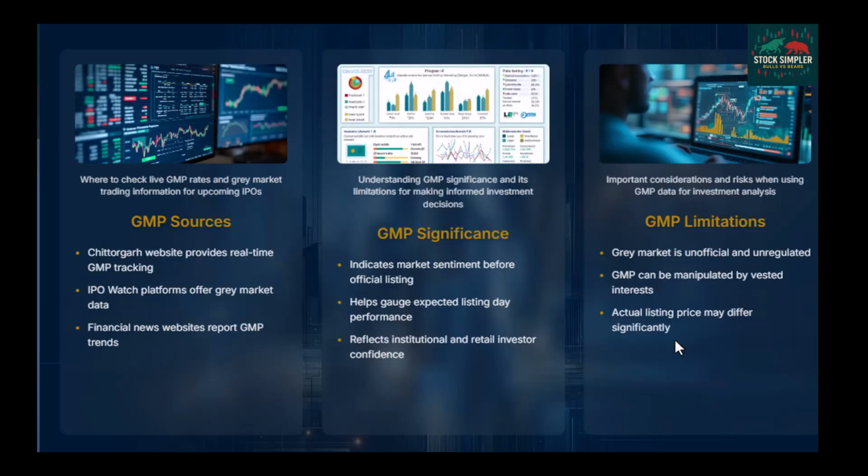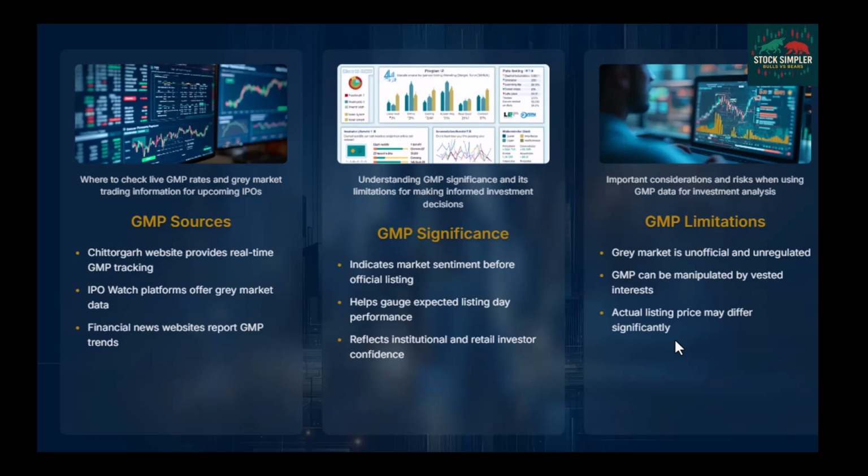Next, where do you check the live GMP rates and grey market trading information for upcoming IPOs? There are several sources. You can check the Chittorgarh website, which provides real-time GMP tracking. Also, you can monitor IPO Watch, another website which also offers grey market data. You can also refer to financial news websites for reports on GMP trends.